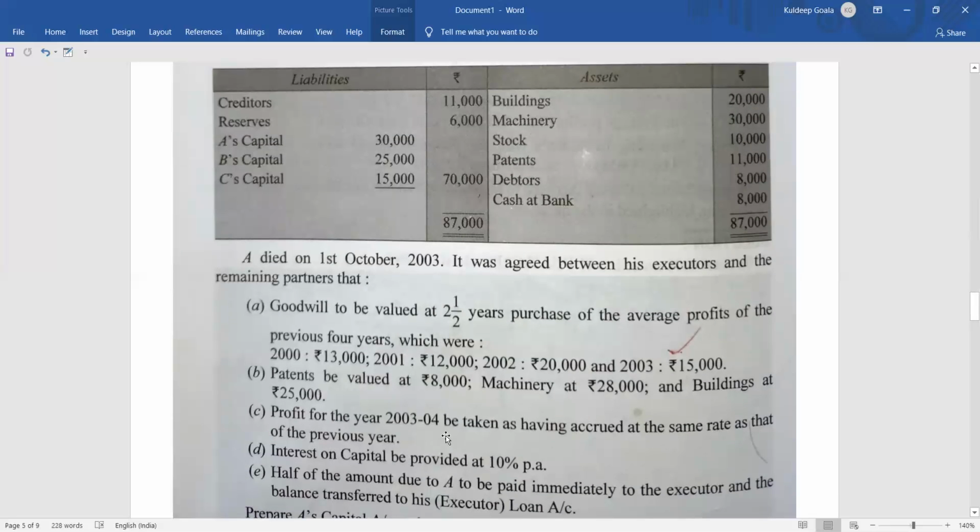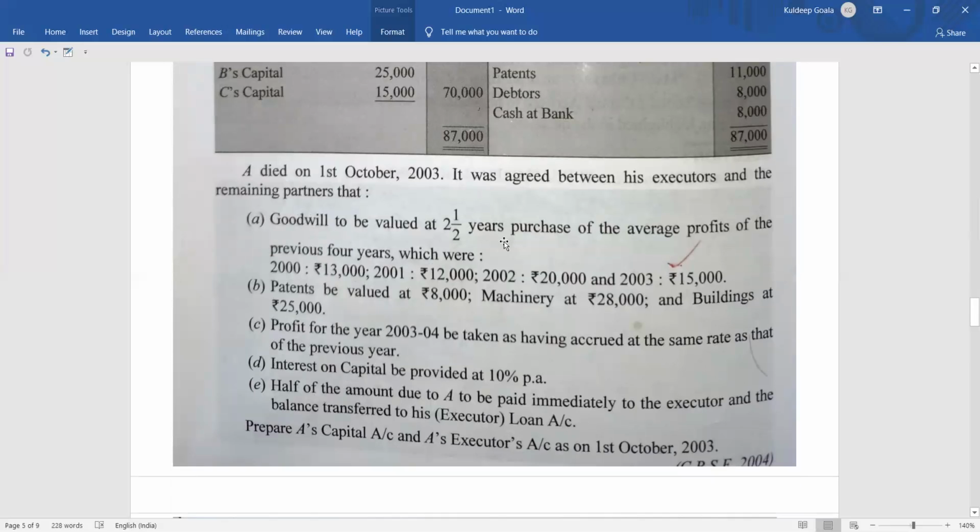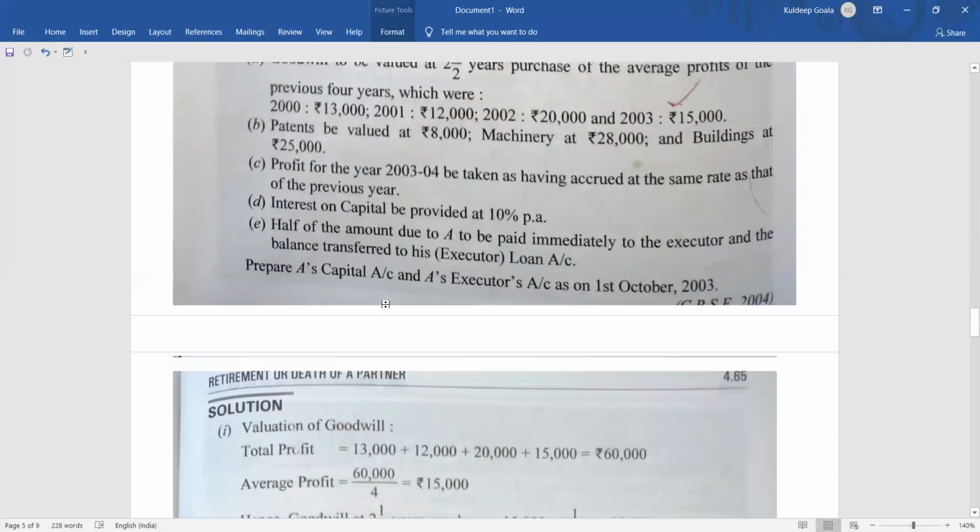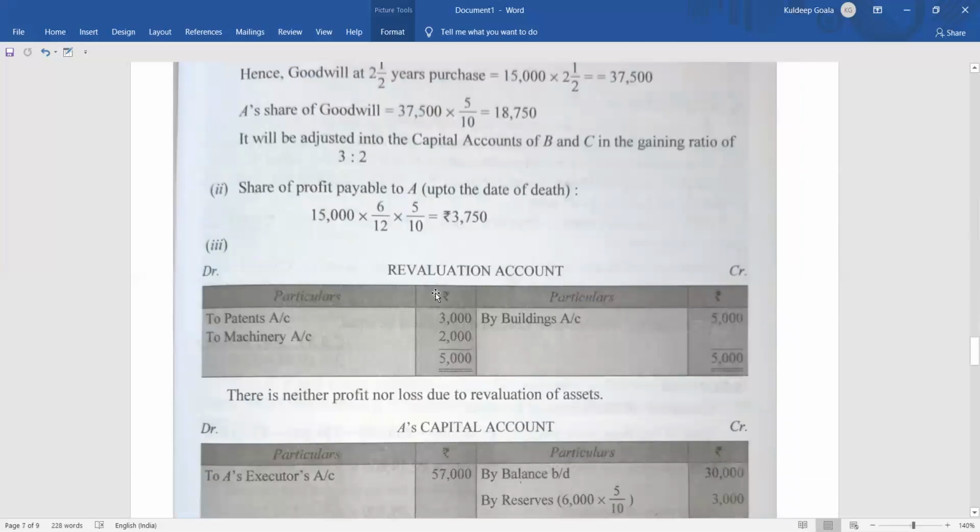And since we can see there is change in the asset and liabilities, so for the working note purpose, we'll prepare the revaluation account also. So let's start with the revaluation account. Since we have already finished the working note on goodwill and profit, so we'll go for the revaluation account. So in the revaluation account, as I already told you, there were 2 items. Revaluation account debit to patent was 3,000, to machinery was 2,000, and building account debit to revaluation was 5,000. So revaluation credit side was 5,000.